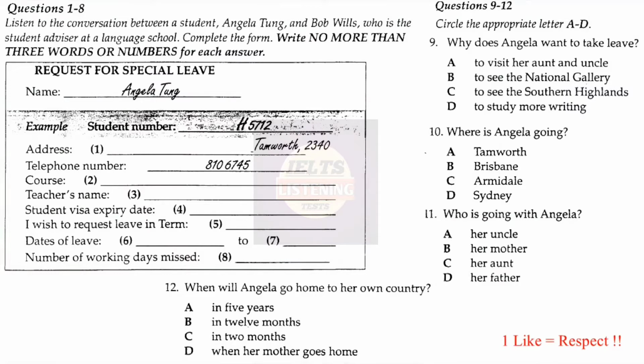Section 1. Listen to the conversation between Bob Wills, who is a foreign student advisor at a language school, and Angela Tung, who is a student, and complete the form. First, you have some time to look at questions 1 to 8 on the form now. You will see that there is an example which has been done for you. The conversation relating to this will be played first.